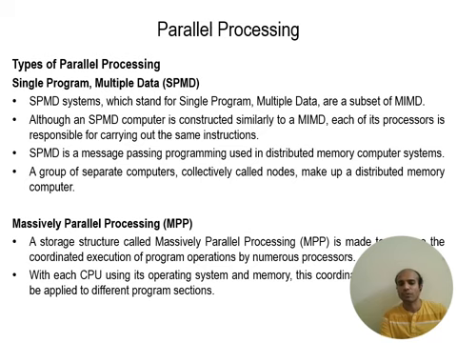Massively parallel processing. The storage structure called massively parallel processing is made up of the coordinated execution of program operations by numerous processors. With each CPU using its own operating system and memory, this coordination will be applied to different program sections.